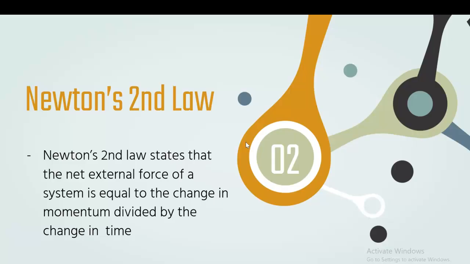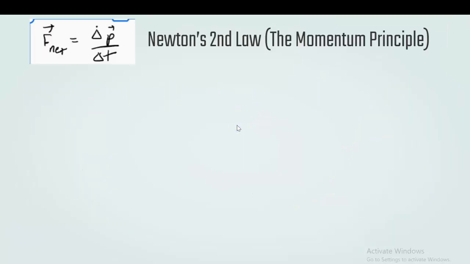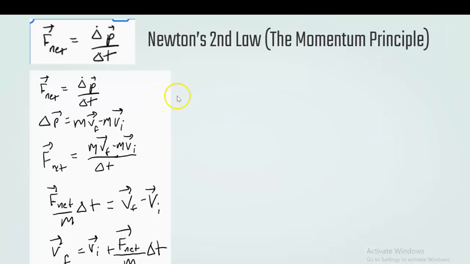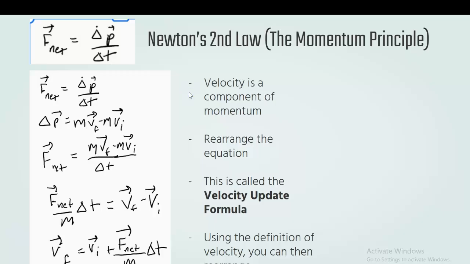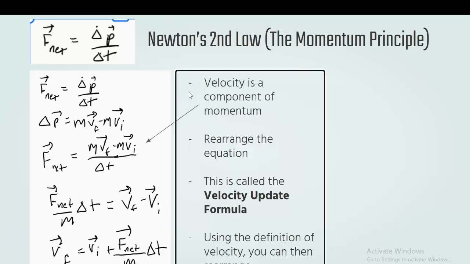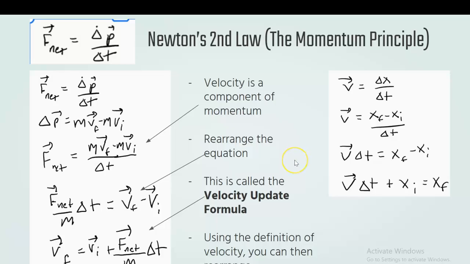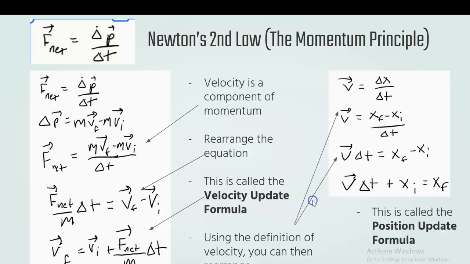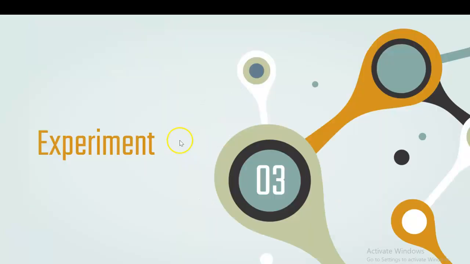The guiding principle of this lab is Newton's second law, otherwise known as the momentum principle. This states that the net external force on a system is equal to the change in momentum divided by the change in time, as modeled here. To go further into derivation, one could derive the velocity update formula by breaking down momentum into its components of velocity, then rearranging the equation, getting the velocity update formula. Going even further, one could take the definition of velocity, plug in the velocity found from the velocity update formula, rearrange the equation, and get the position update formula.